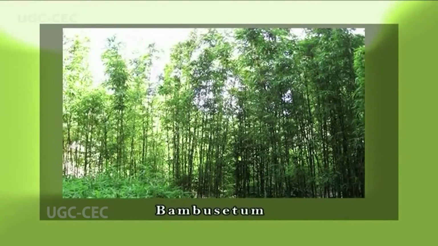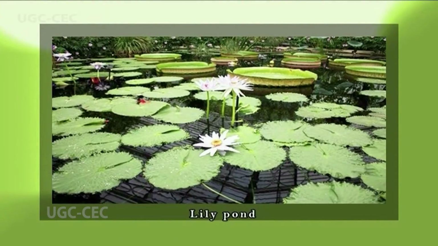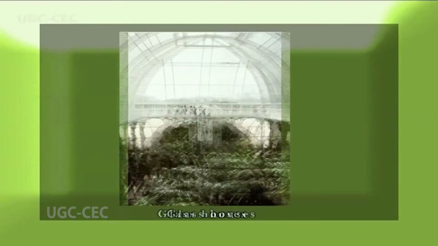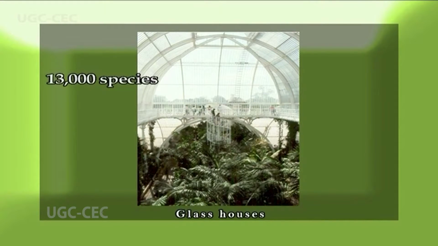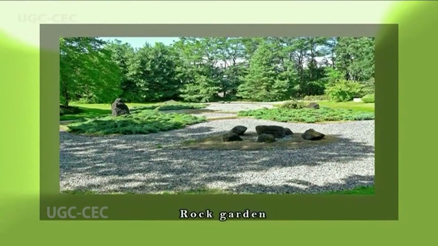a bamboo garden, and a lily pond by T. Dyer. Its arboretum has over 7,000 species, and glasshouses over 13,000 species. It also has a laboratory which provides research facilities to botanists from various fields. Some of the other remarkable features of this garden include a Chelsea Physic Garden and the world's best rock garden.